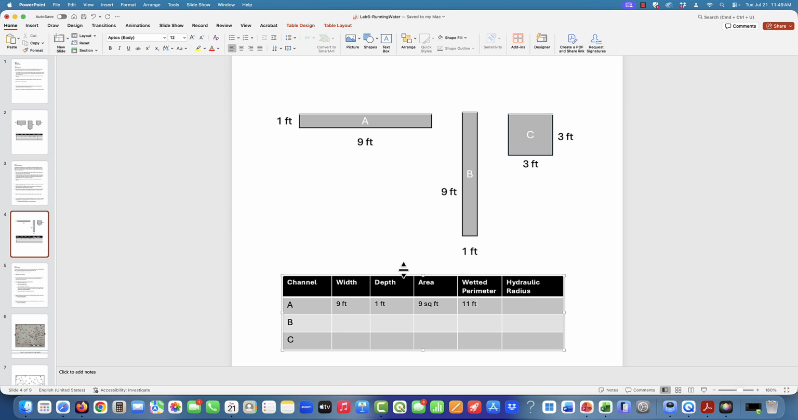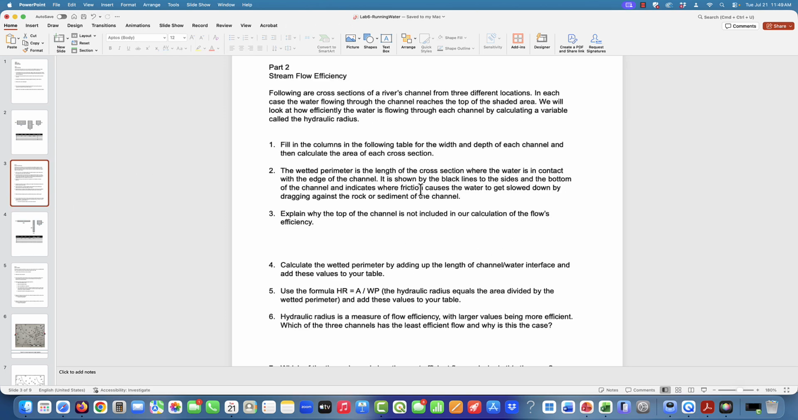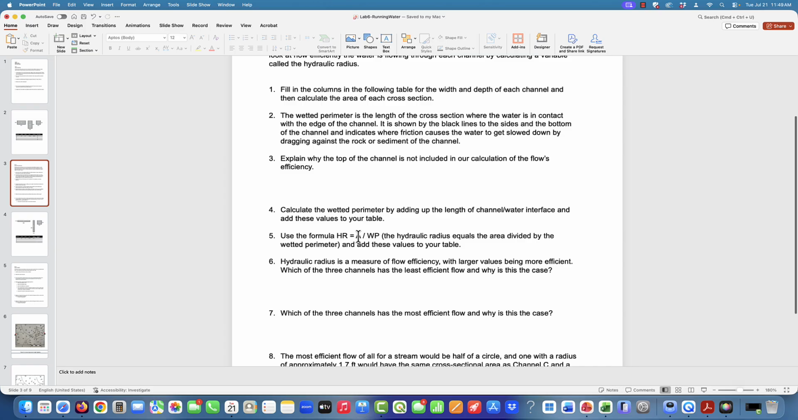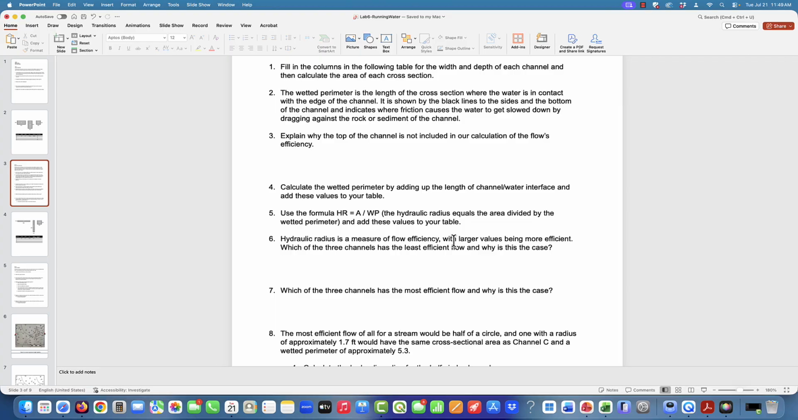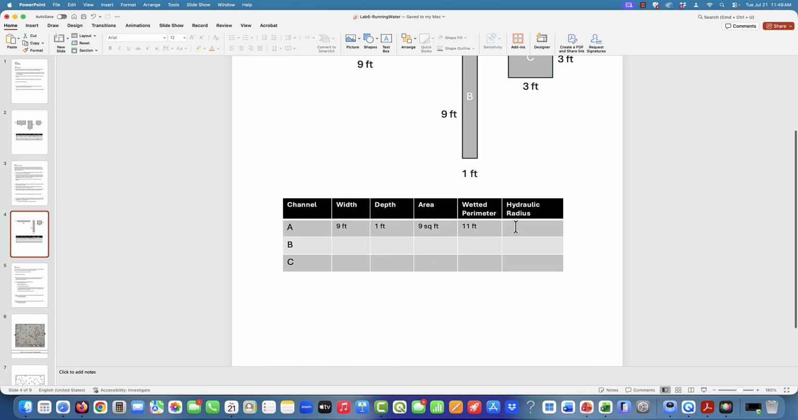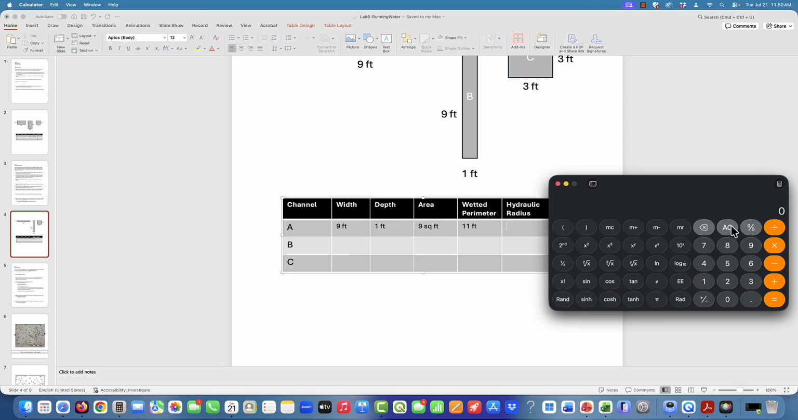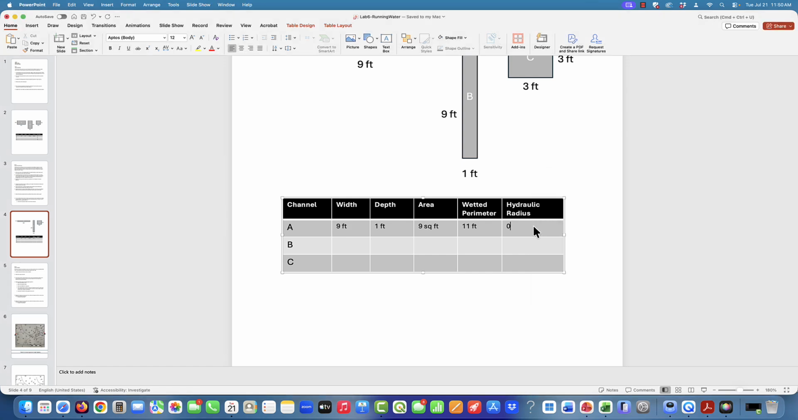And then to calculate the hydraulic radius, we just use this formula here. We divide the area by the wetted perimeter, and we're going to get a number somewhere around 1. And that's going to tell us how efficient it is. A larger value of hydraulic radius is going to mean that it's more efficient. So we can't compare these yet, but we can certainly calculate the first hydraulic radius. That's going to be 9 divided by 11, and that's going to equal 0.82. And that's going to be square feet divided by feet, which would be feet again.